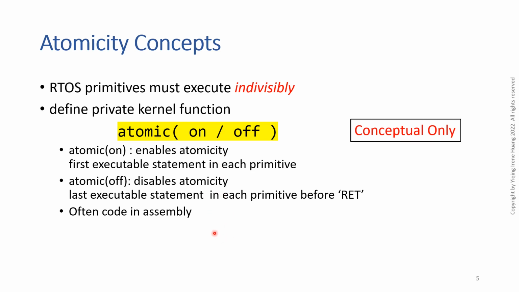So how do we program it? Well, usually people do this code in assembly. Remember, all system calls go through the SVC handler. So the first thing when we enter the SVC handler, we can turn off the interrupt. So we have atomicity on. Now once we're done returning from the SVC handler to the user space, then we can turn the interrupt back on, and that's atomicity off.